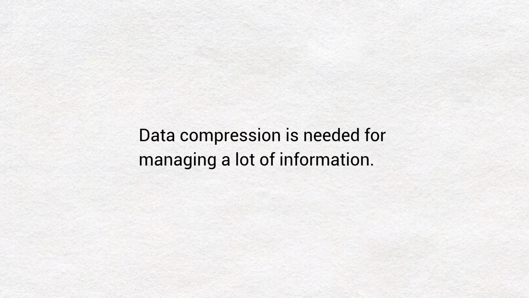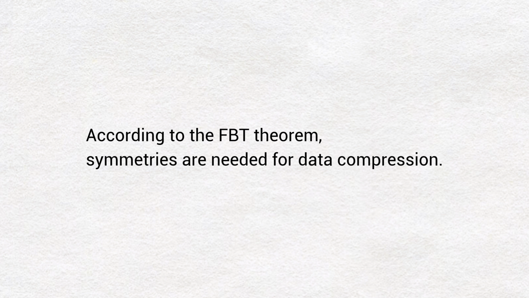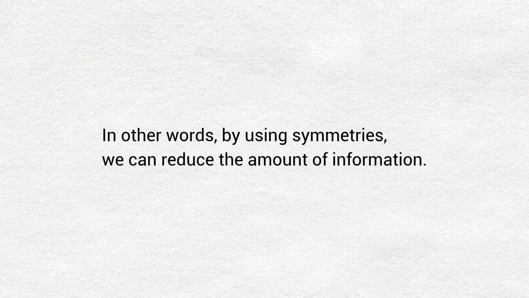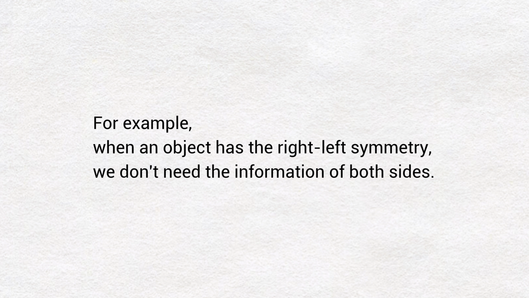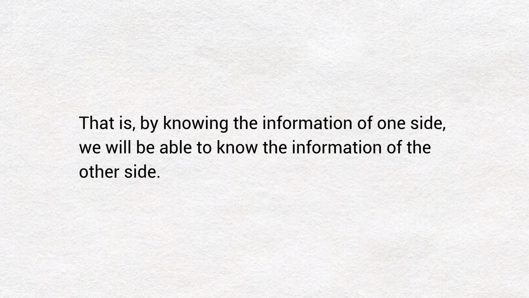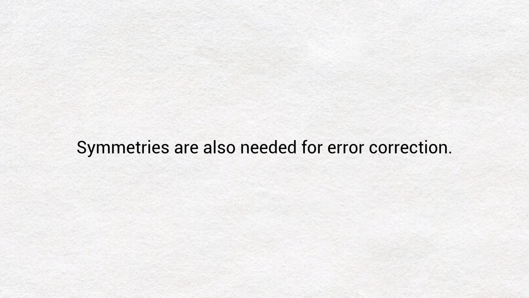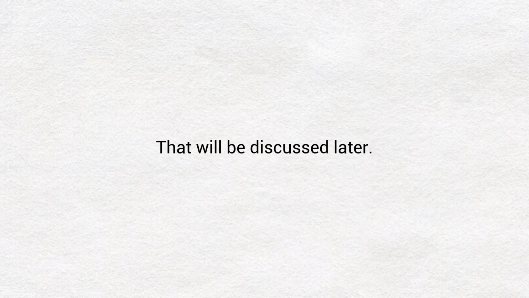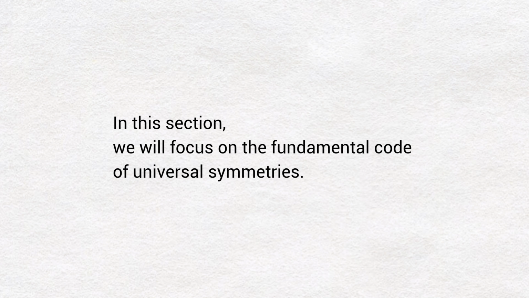Data compression is needed for managing a lot of information. According to the FBT theorem, symmetries are needed for data compression. In other words, by using symmetries, we can reduce the amount of information. For example, when an object has right-left symmetry, we don't need the information of both sides. That is, by knowing the information of one side, we will be able to know the information of the other side. Symmetries are also needed for error correction. That will be discussed later. In this section, we will focus on the fundamental code of universal symmetries.